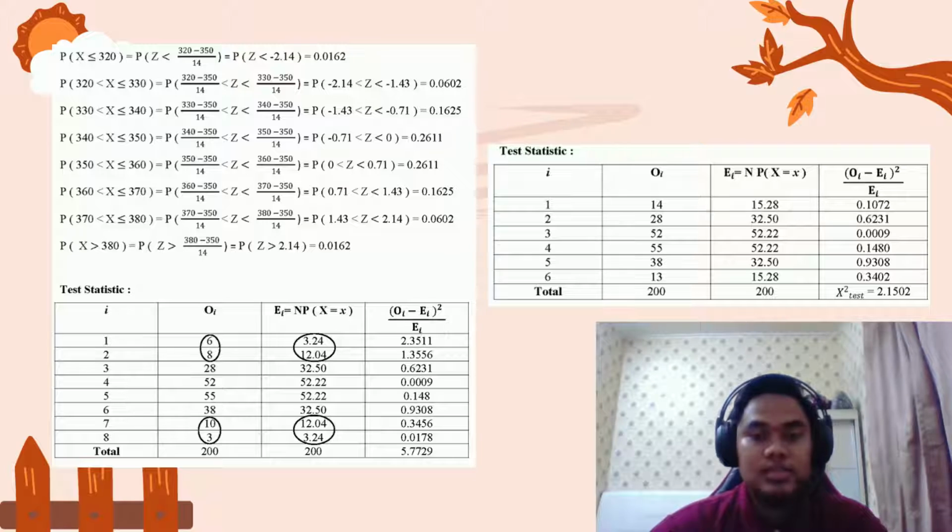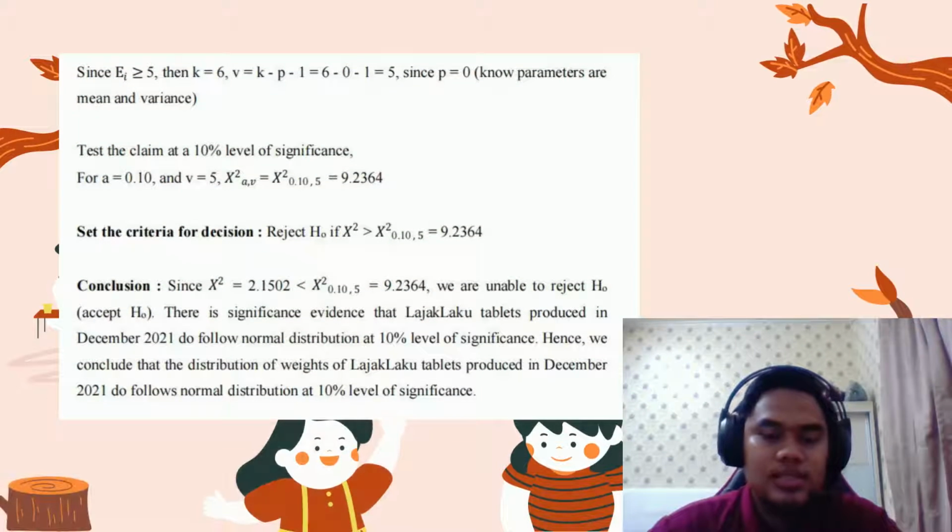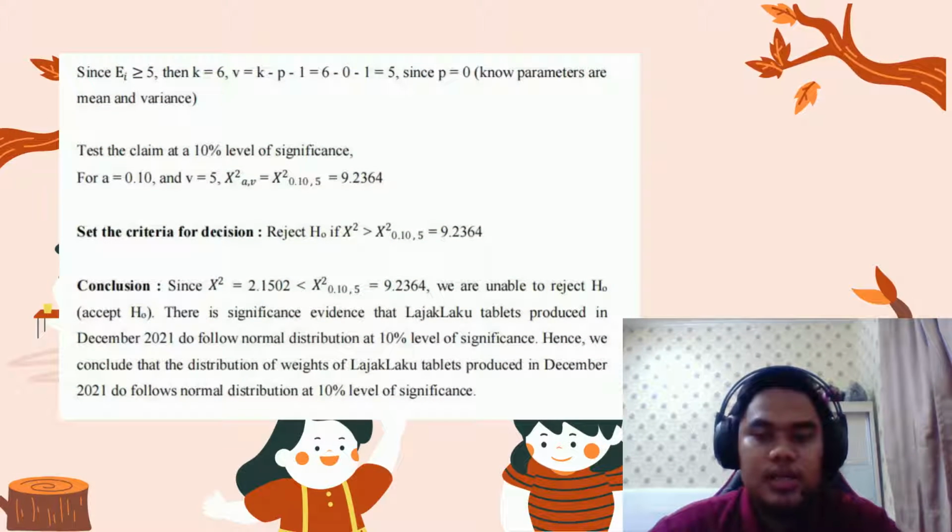Moreover, from the test statistic, we observe that the expected value at first iteration and at iteration is below 5. Hence, we will combine the expected value and observed value at first iteration with the second iteration. Meanwhile, the iteration will combine with the 7th iteration. Then, the new test statistic table will form as shown in this slide. From the test statistic, we obtain the value of chi-square test of 2.1502. Lastly, we test the claim at 10% level of significance and get the chi-square with the value of 9.2364.